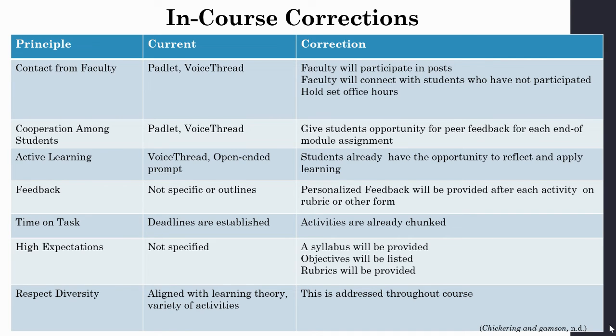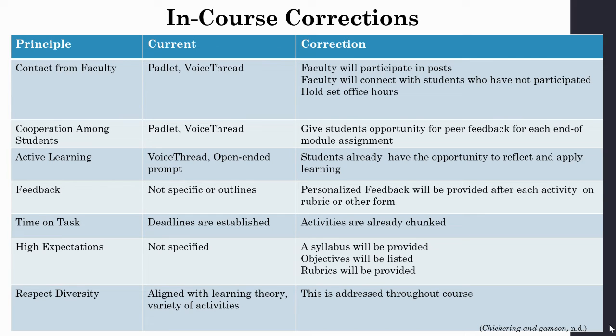Using the Chickering and Gamson 7 principles for undergraduate education, I analyzed the need for course corrections in each area. The principles are listed in the left column. The middle column lists what my course currently has for each principle area. The right column shows corrections to make to my course in order to help all students, not just the struggling students. Some principles are already addressed and do not need to be included in course corrections.